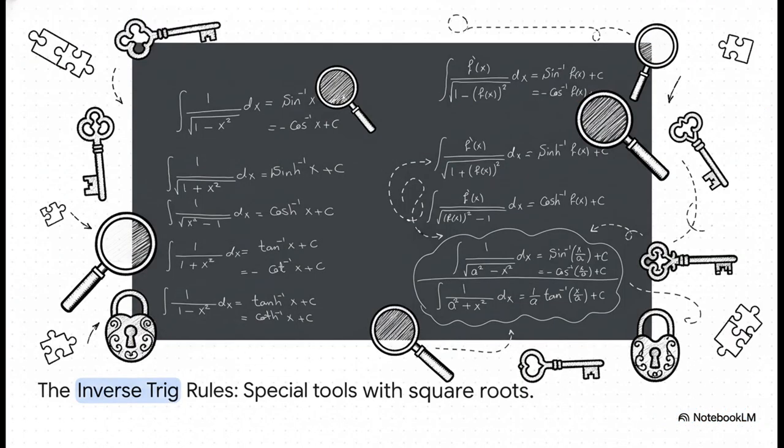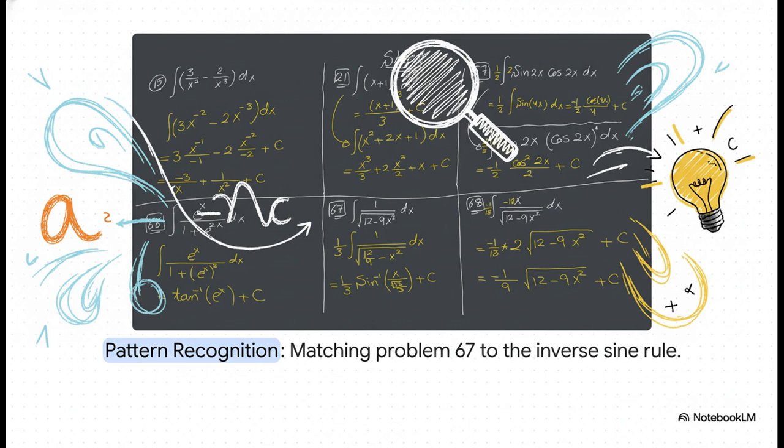Here's another set of specialized tools for these tricky problems, the inverse trig rules. And these are all about matching patterns. The moment you see an integral with something like a square root and a difference of squares, like 1 over the square root of a squared minus x squared, a little alarm should go off in your head that says, hey, that looks like an inverse sine. These are like very specific keys for very specific locks. Let's see that pattern matching in action with problem 67.